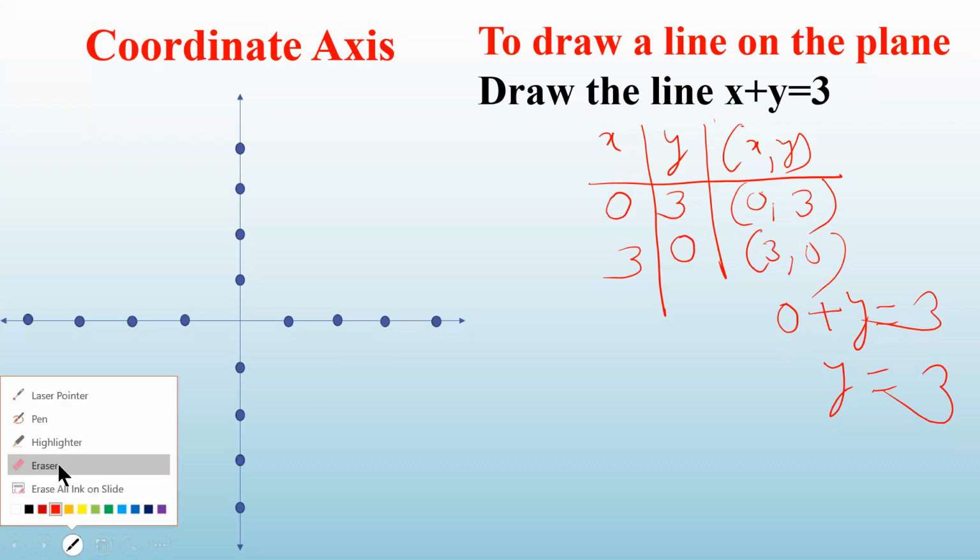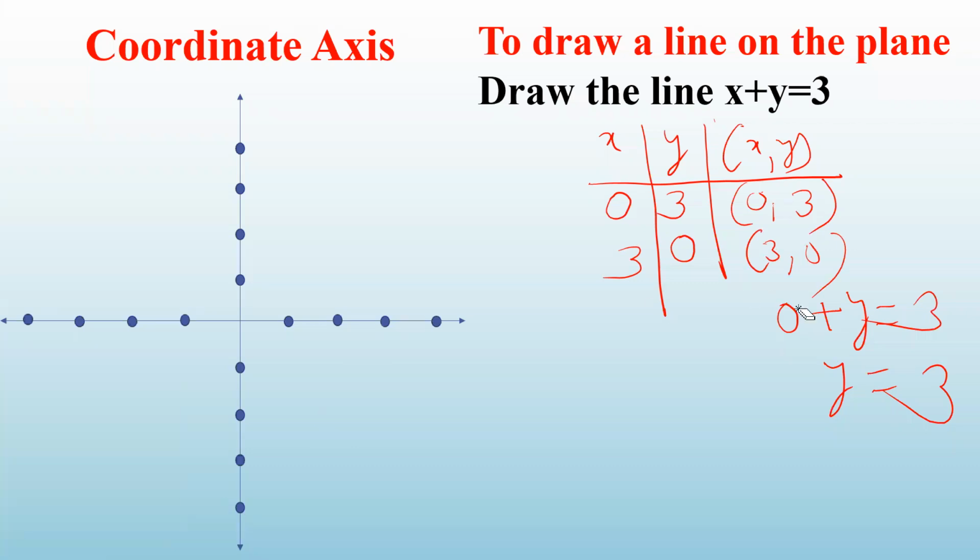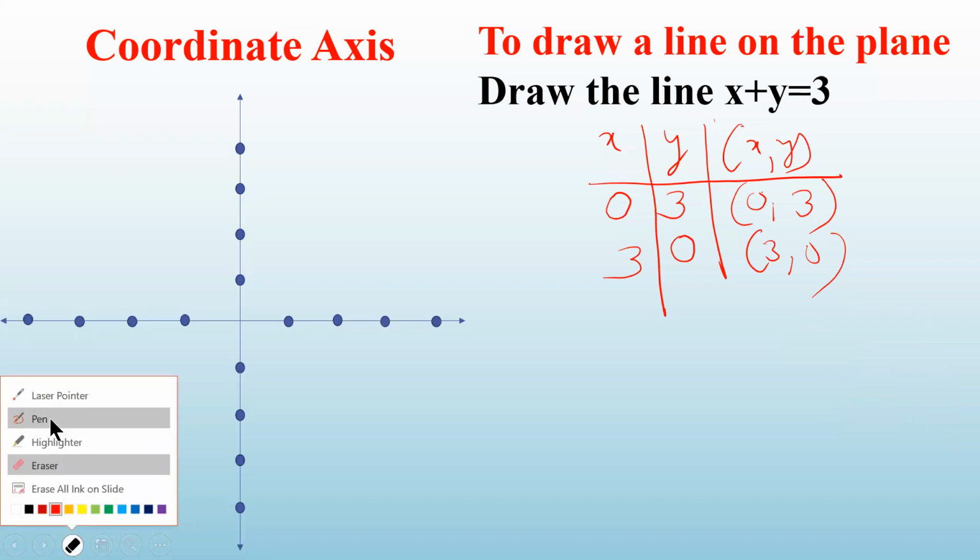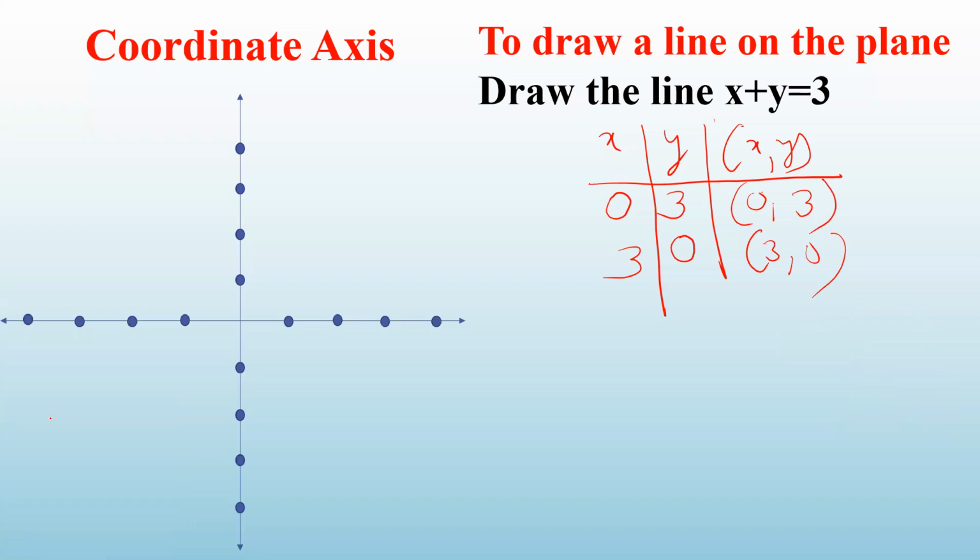Now let me make it very clear. It is not hard and fast that you give the value of x as 0 only or y as 0 only. You can give any value. I'm only taking x equal to 0 or y equal to 0 just to ease my calculation. You can put x equal to 1 also. If you put x equal to 1, which point will you get?